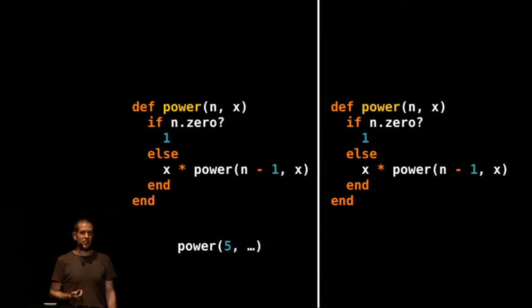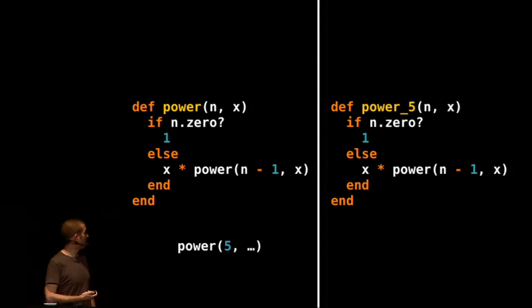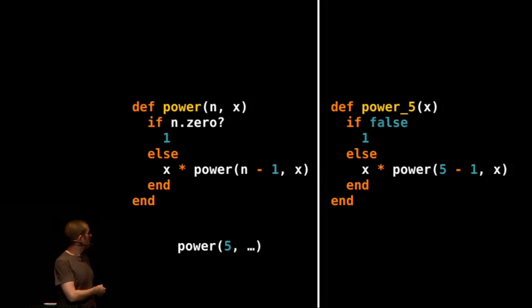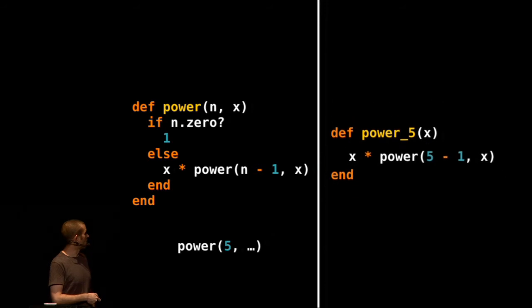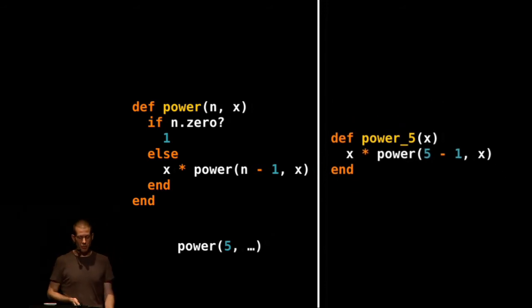So what that means is that we're going to create a specialized version of this power function. Rather than having a function of two arguments called power, we're going to have a function of one argument and call it power 5. It doesn't take n anymore, it just takes x. And the way that the analysis works is that we just say, well, let's find all of the places where n was mentioned and replace them with the number 5. And then once we've done that, we can evaluate, oh, is 5 0? No, it's not, so that's going to be false. And then we can evaluate this whole conditional and say, well, if false, it's just going to be the else clause there. So we've already done some of the work of the program.